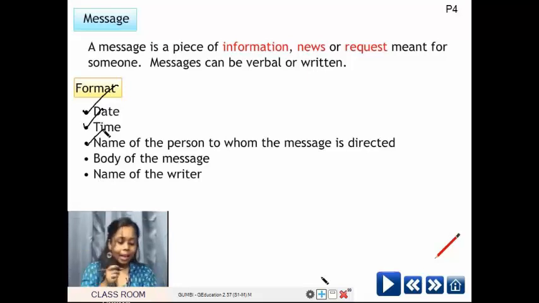Okay? And then comes the body of the message. The main thing is the main content of the message where you are writing in detail. Okay? And last comes the name of the writer. Who is writing the message? So here you found Siddharth writing the message to his mother. Yes.